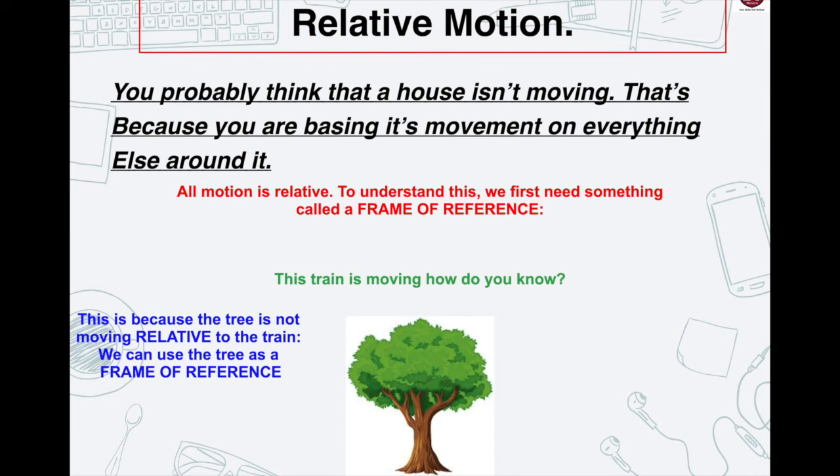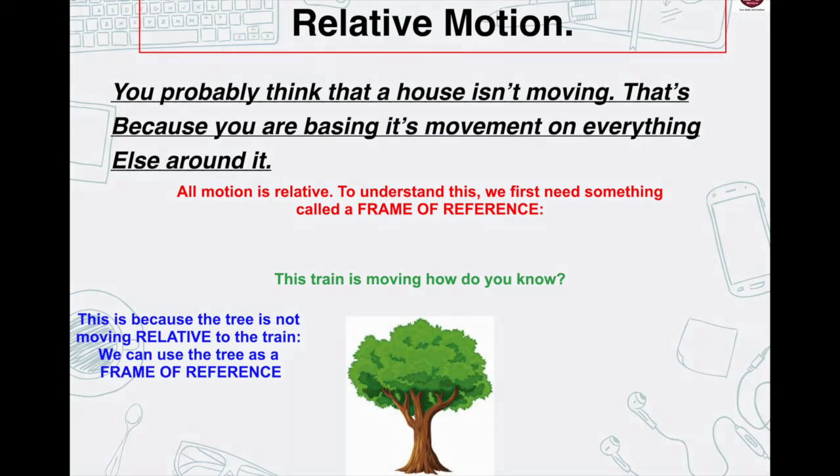So we can use our tree as a frame of reference. A frame of reference is something that doesn't move, and we can base something that does move off that reference. Let me think of another one. The road that you drive a car on doesn't move, but the car does move. So the car and the road are relative. We know the car is moving because the road is not. So that is frame of reference, and that's how we show that motion is relative to a frame of reference, or something that's not moving.